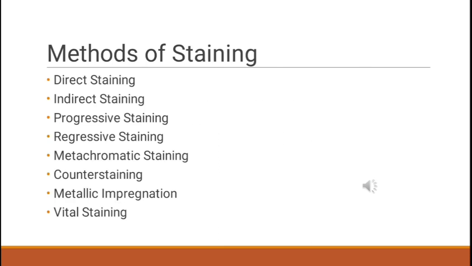Now let us proceed to the various methods of staining. So staining techniques might employ more than one of these techniques. Methods are not mutually exclusive, and the methods are named depending on the context. So you have direct staining, indirect staining, progressive staining, regressive staining, metachromatic staining, counter staining, metallic impregnation, and vital staining. So we will go over each of these methods of staining one by one briefly.